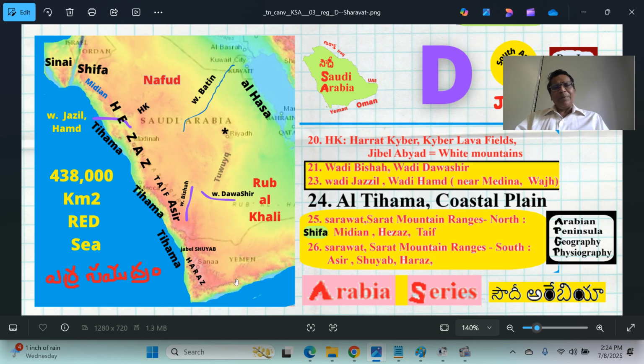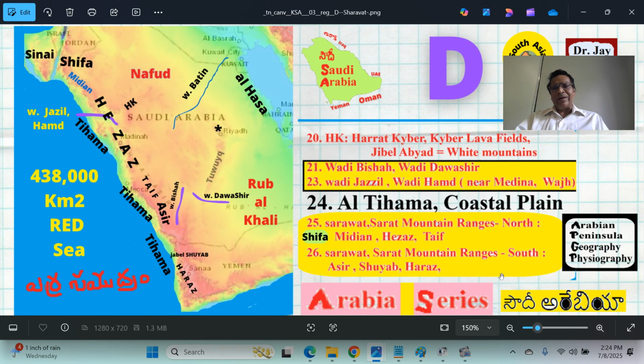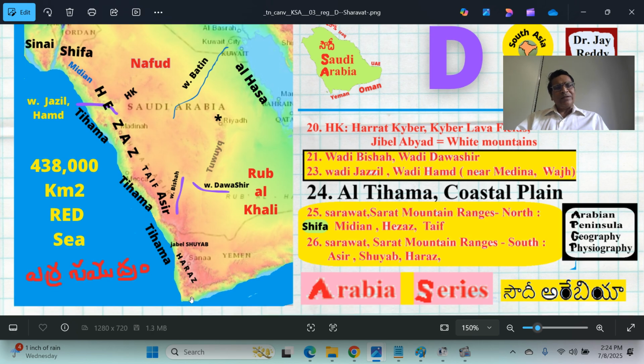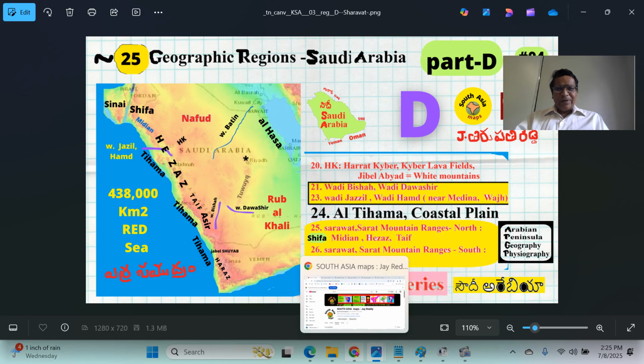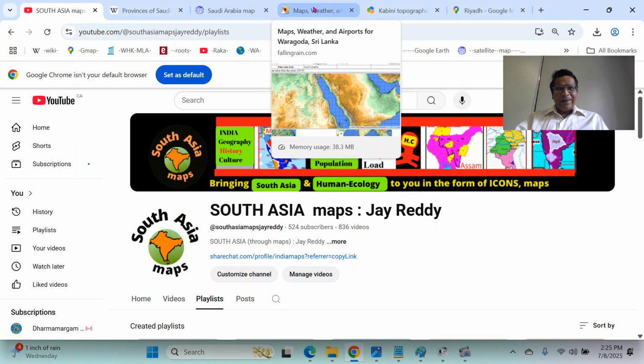And the southern part of the Sarawat mountains are called the Asir mountains, the Nazran mountains, the Shuyab mountain and the Haraz mountain. Haraz mountains are mostly in the historic Yemen region. You can see Haraz mountains, Asir mountains, Tafik and Shufek mountains here. This is the Tihama region. We'll go and reconcile this with the other map so that you get a broader clarity.